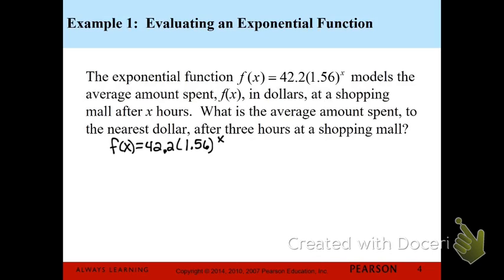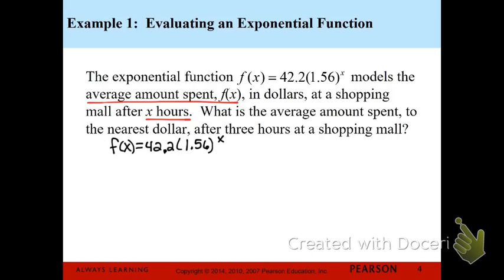So tell me, what does f of x represent? It's the same thing as y, but what does it represent in this problem? Look where it tells us in the description about f of x. Average amount spent, f of x, in dollars. What does x represent? How long they were there. Good. After x hours, okay?